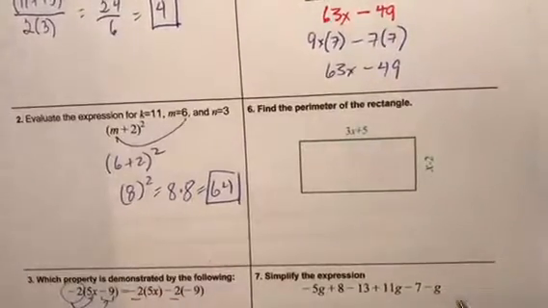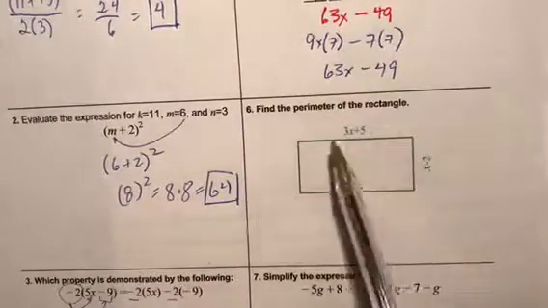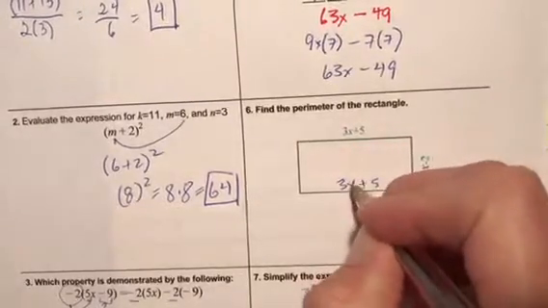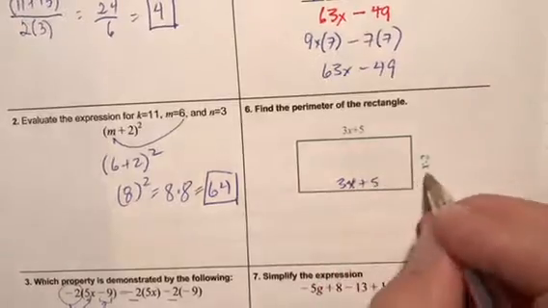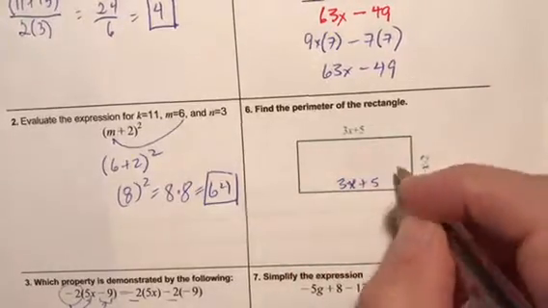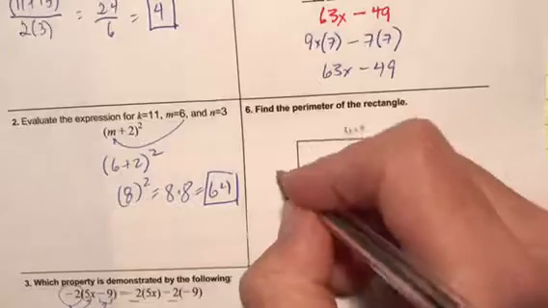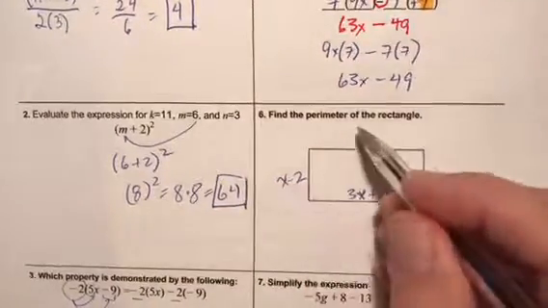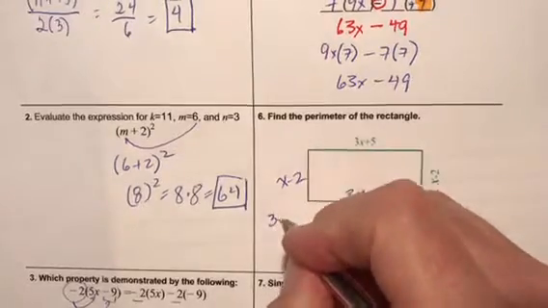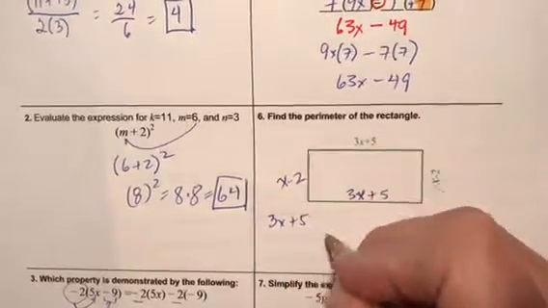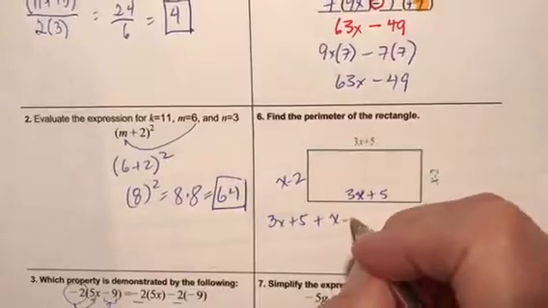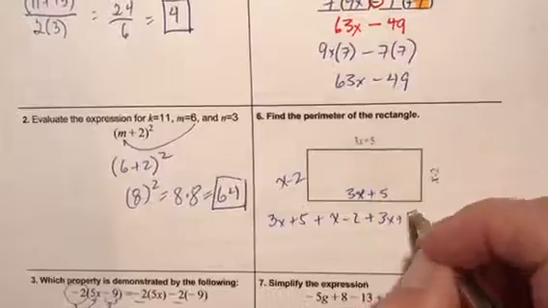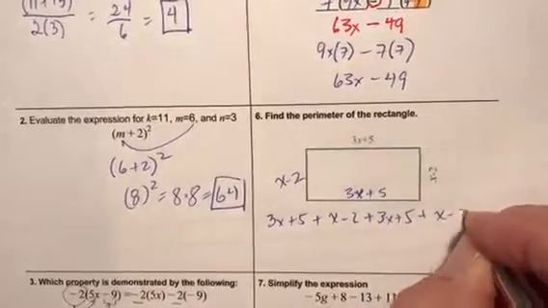Number 6. Find the perimeter of the rectangle. Well, I know that opposite sides are the same, so I know this side is the same. And I know that this side over here is the same. So if this side is x plus x minus 2, this side over here must be x minus 2. And so the perimeter is the distance all the way around. So I'm going to have one long addition problem. Plus 5 plus x minus 2.